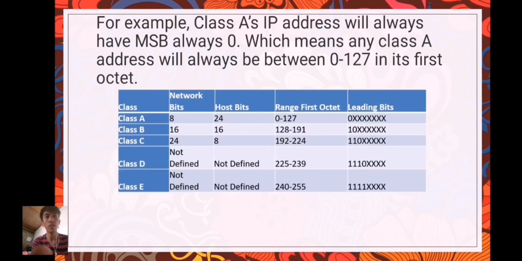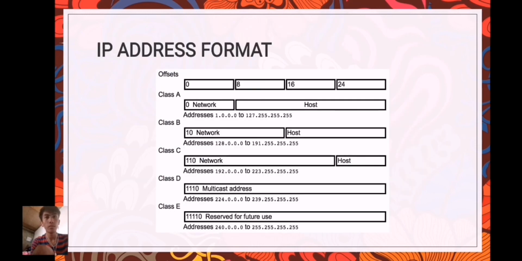So this is the example or table of a class A IP address. We always have the MSB, which means any class A address will always be between 0 and 127 in its first octet. So this is the table of any IP address. So this is also the IP address format.